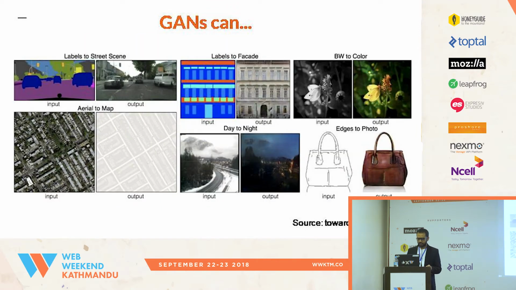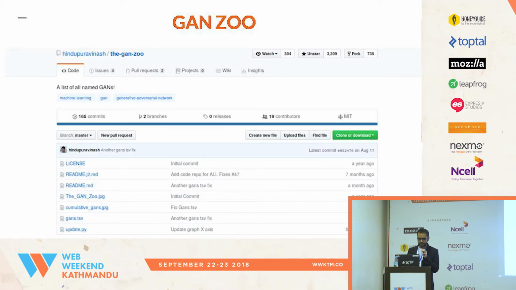They can also do a lot of things like black and white to color processing, aerial to map, day to night, night to day. This is a very popular implementation. It's just a photo. Also, there's a curated list of GANs. You can check that out if you are really nerdy like me.